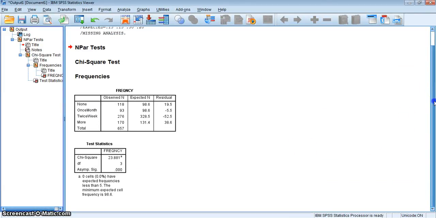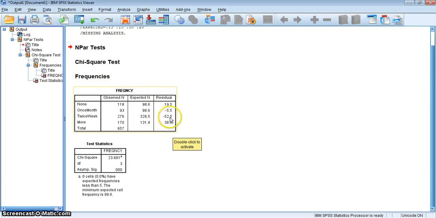And there it is right there. So here are your observed counts. This is just a tally. Here are the expected counts. Each one of these values comes from taking that proportion from the null hypothesis and multiplying it by the total. So 98.6 is 0.15 times 657, and so on. You can see how these 2 expected counts are the same because their proportions in the null hypothesis were the same. Our residuals are here.